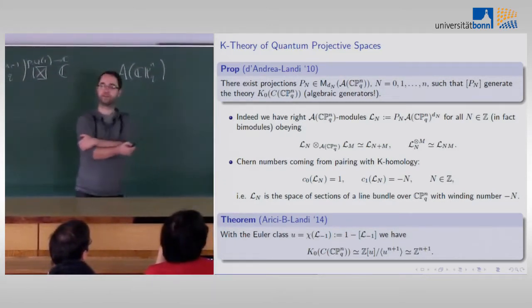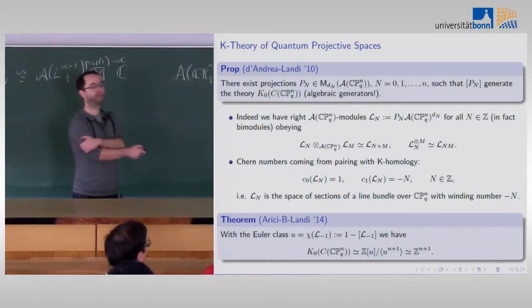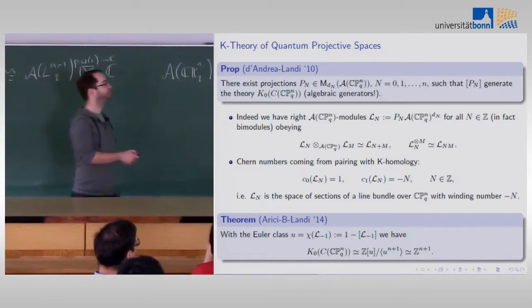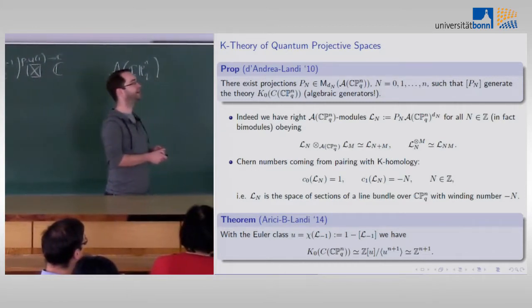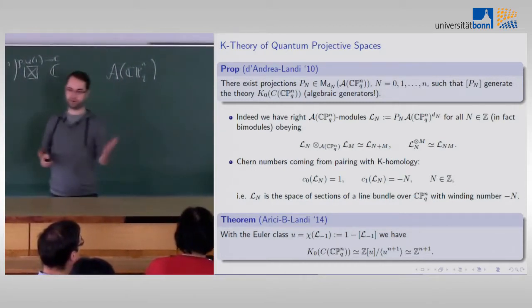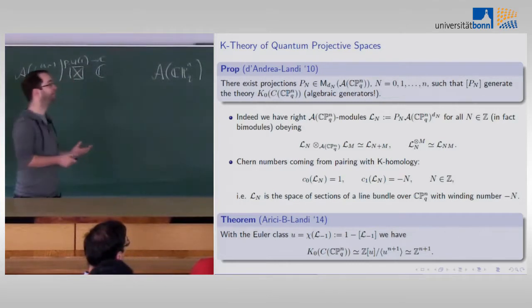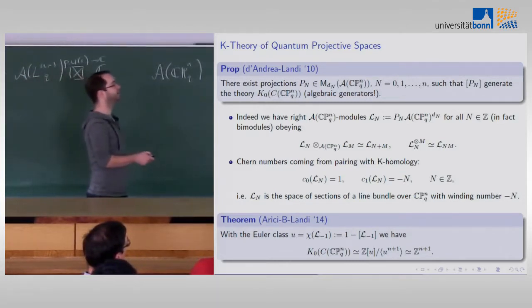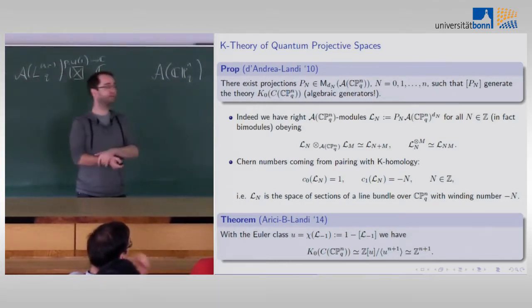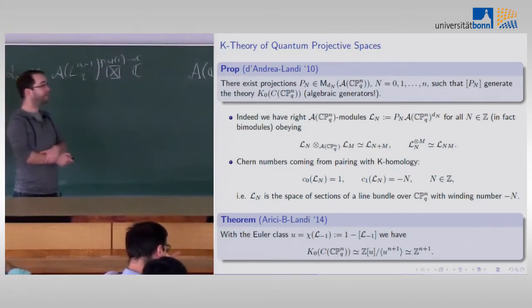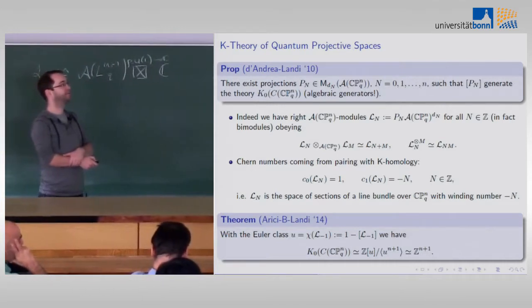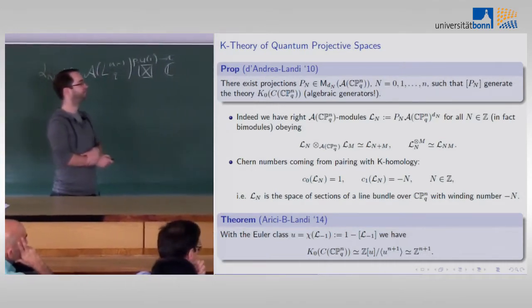C0 is thought of as the rank of the bundle. So this is telling you that really you have an analog of a line bundle. And then the first Chern class comes out to be minus n. So you can think of this number n as some kind of non-commutative analog of a winding number. I think of Ln as being the space of sections, as we usually do in non-commutative topology, of some line bundle over this quantum space with a winding number minus n.